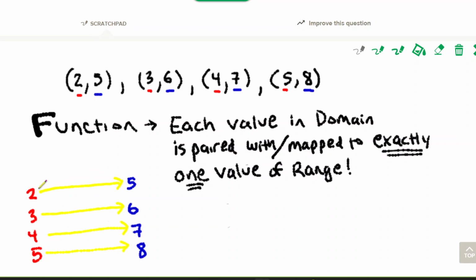Now notice every single value in the domain, 2, 3, 4, 5, has exactly one arrow coming off of it. Right? So because of that, the definition of a function is satisfied. This set of ordered pairs would be called a function.